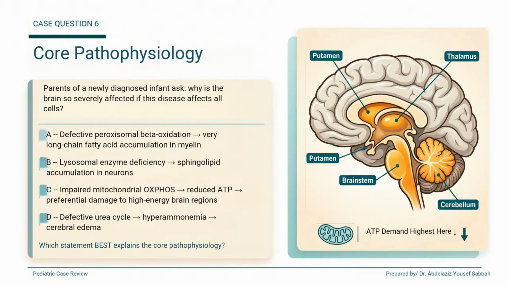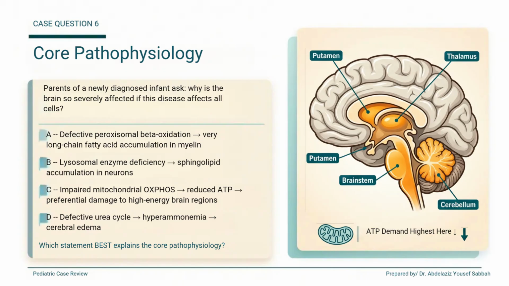Case question 6. The parents of a newly diagnosed infant ask a thoughtful question. Why is the brain so severely affected if this disease affects all cells? Which statement best explains the core pathophysiology?